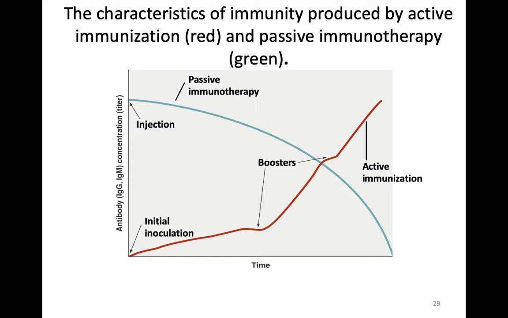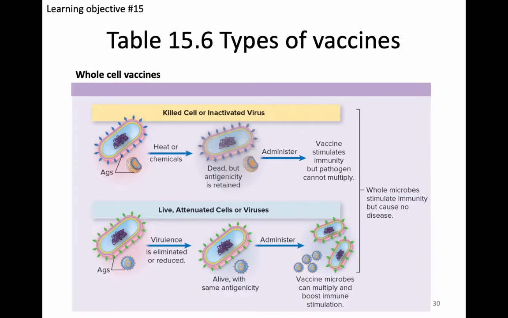In contrast, passive immunotherapy would be going to a healthcare office, and the vaccine you get injected with contains antibody. So you have a lot of antibody initially after the injection, but over time the antibodies degrade, so you lose immunity with passive immunotherapy. Active immunization, exposing the individual to antigen as opposed to antibody, is preferable because it confers long-term immunity to an antigen.